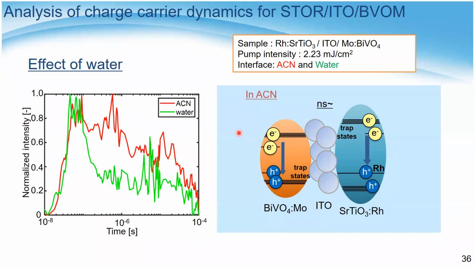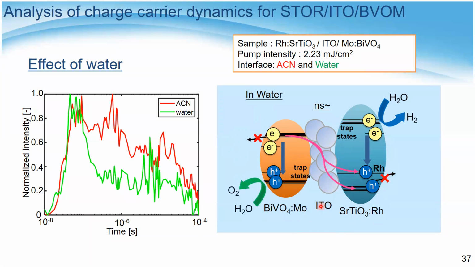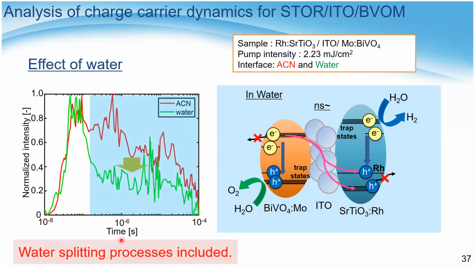Because in acetonitrile, charge transfer at the interface was prohibited, and then charge exchange between the two materials could be included. However, in water, since these materials have a very high water splitting activity, it should include the hydrogen generation and water oxidation processes. So that's why this response decayed by using water as a solvent. It means this signal includes the water splitting processes.